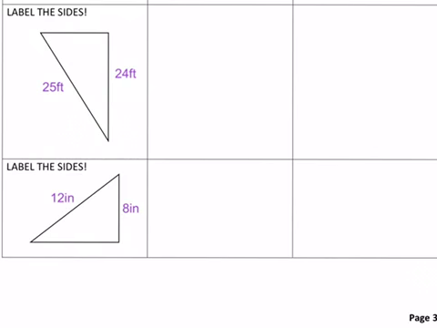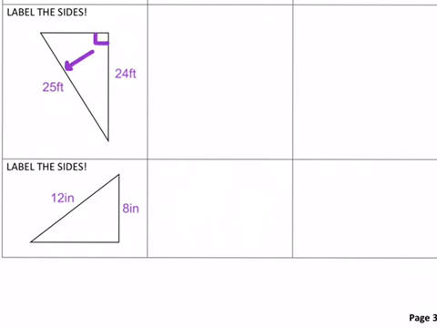All right, so we're going to do another one. We have our 24 feet, our 25 feet. Make sure, again, that you label these sides. They're not listed for you guys. And I'm going to label where my right angle is. Okay, and so I now know what my hypotenuse is.